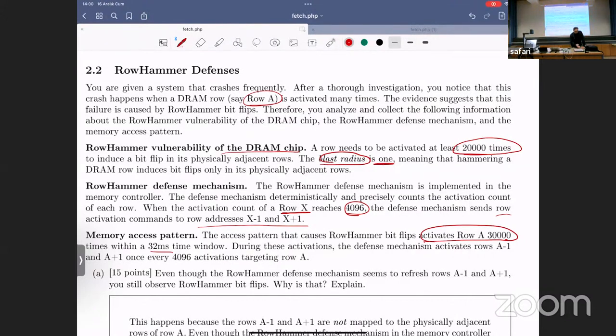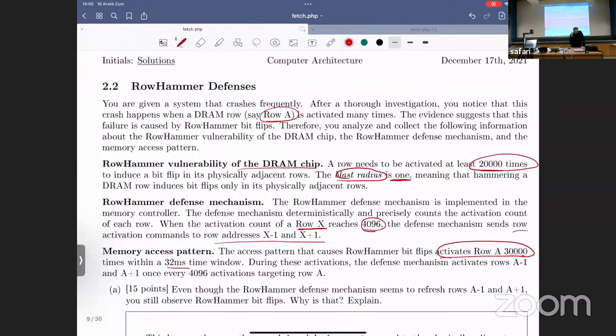From the specification, we can see that in 32 milliseconds, the victim rows are not refreshed. Also, during these activations, the defense mechanism activates row A minus one and A plus one once every 4K activations targeting row A, right? You activate row A 30,000 times, but after every 4,000 activations, you send an activation command targeting A minus one and A plus one. So the overall hammer count you observe shouldn't exceed 20,000 times, but still you observe some bit flips. So what would be the reason?